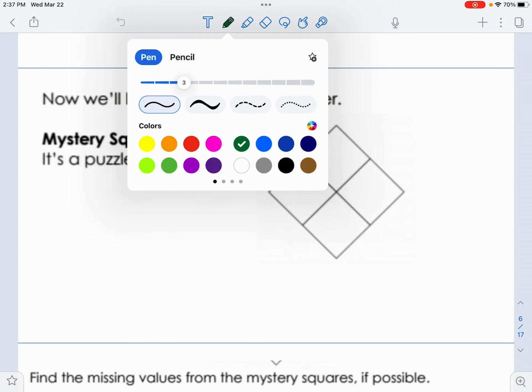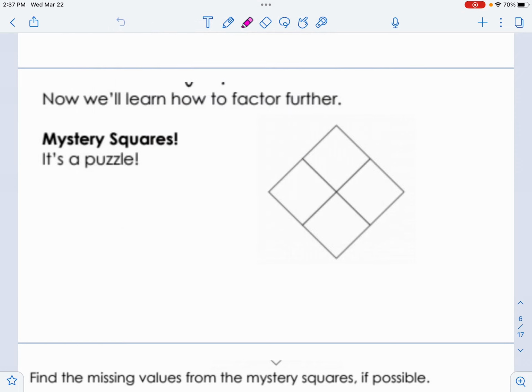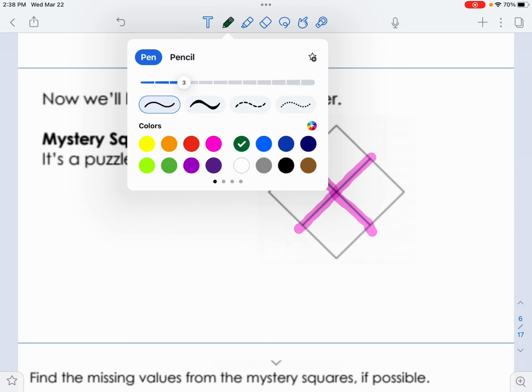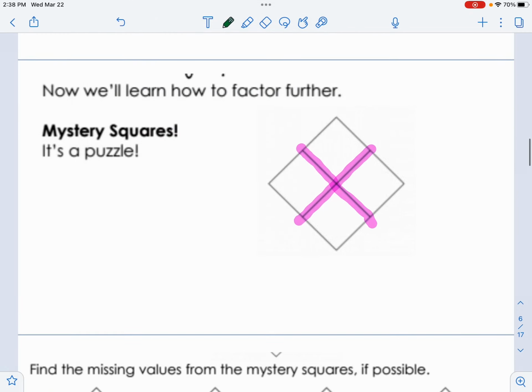What you can copy down, because it might be difficult to draw 4 squares, is you can just draw a big X, so that you have 4 distinct sections: above, to the left, below, and to the right. When we start factoring by grouping, what I want you to remember is that we have a trinomial in this specific form: ax squared plus bx plus c.